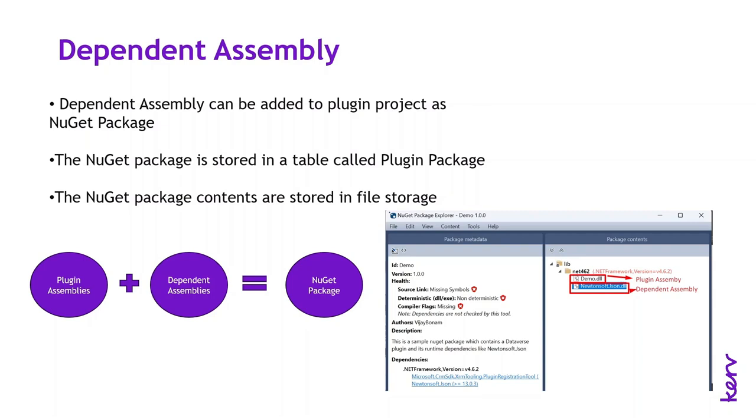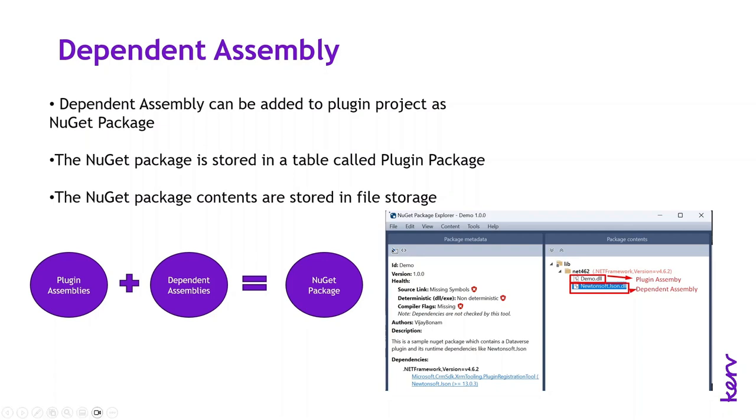The dependent assembly can be added to a plugin project as a NuGet package. This NuGet package consists of the plugin assembly and the dependent assemblies. When it is uploaded to Dynamics, it is stored in a table called plugin package. The contents of the NuGet package are stored in file storage. If you look at the screenshot on the right-hand side, there are two DLLs, demo.dll and Newtonsoft.Json.dll. The demo.dll is the actual plugin assembly and the other one is the dependent assembly.